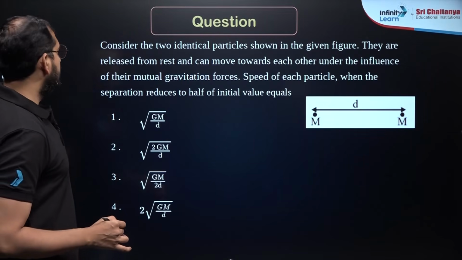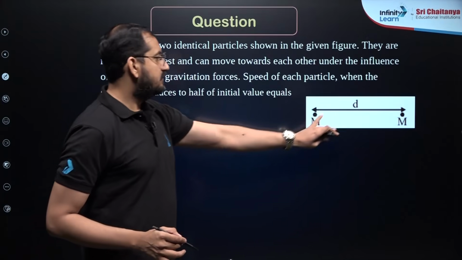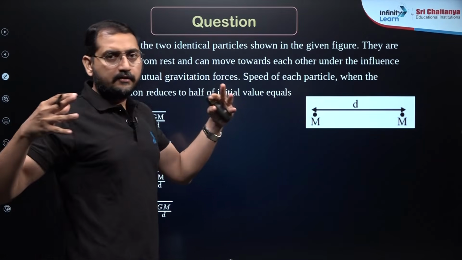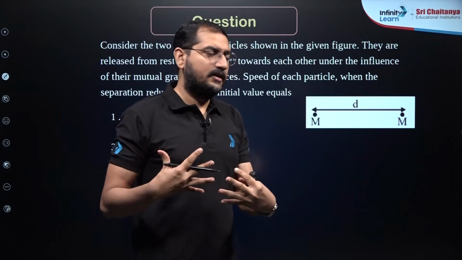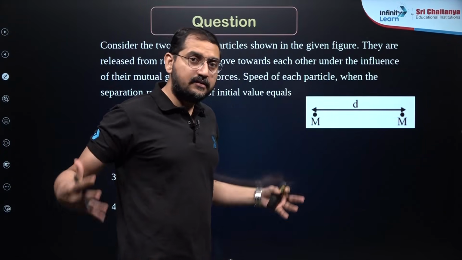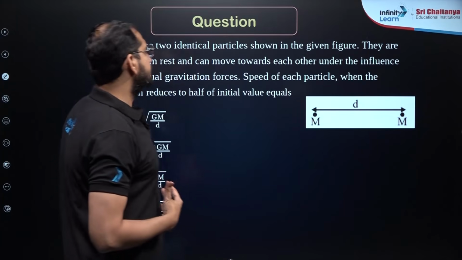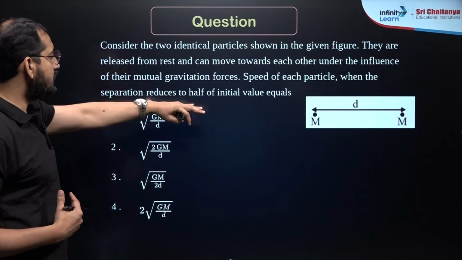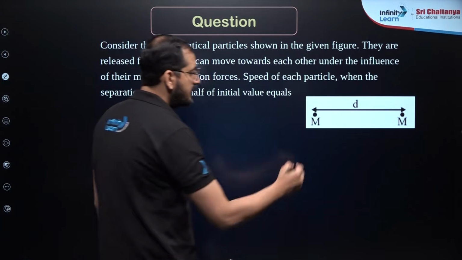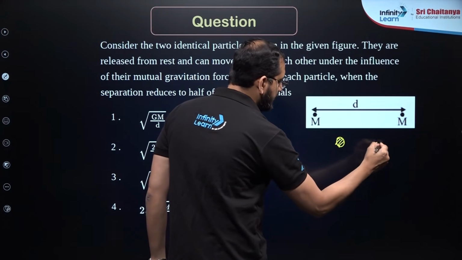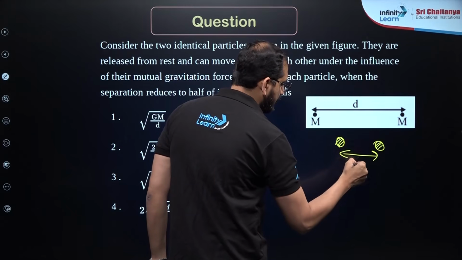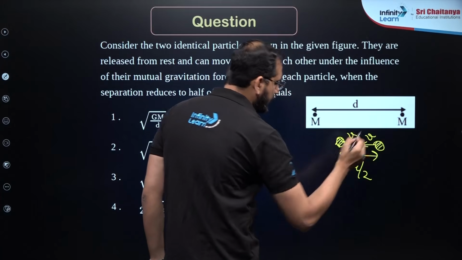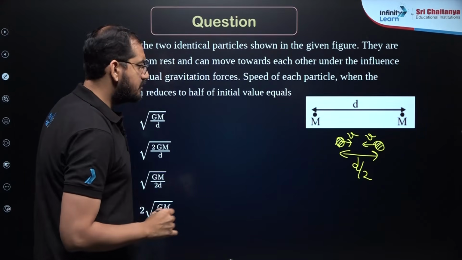So two identical particles are there. Capital M is the mass, D is the distance. They are released from rest. Because of gravitational attraction, they will be attracted towards each other and gain some kinetic energy. We need the speed of each particle when the separation reduces to half of the initial value. So when the particles will be somewhere like this, the distance will reduce to d by 2. This will acquire a speed v, and this will acquire a speed v, identical speed v because the mass is also the same.